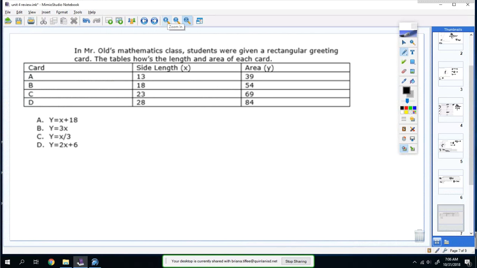Okay, in Mr. Old's math class, students were given a rectangular greeting card. The tables show the length and the area of each card. So we're going to do the same thing. So this is going up by 5. And it should be going up by 15 again. So you have 15/5, which equals 3. So the answer would be B.